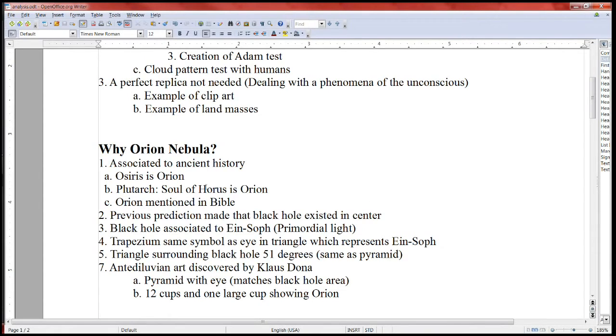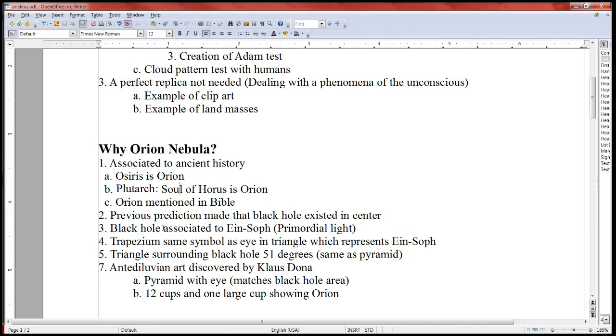Osiris was Orion. Osiris was related to Horus. Plutarch, in Isis and Osiris, back in early AD, said that the soul of Horus is Orion, and we already know that Orion is associated with Osiris. We know that Horus, as well as Osiris, has many of the same characteristics of Jesus and of other biblical saviors, or what we call the dying God, the God that resurrected. We see this across culture.